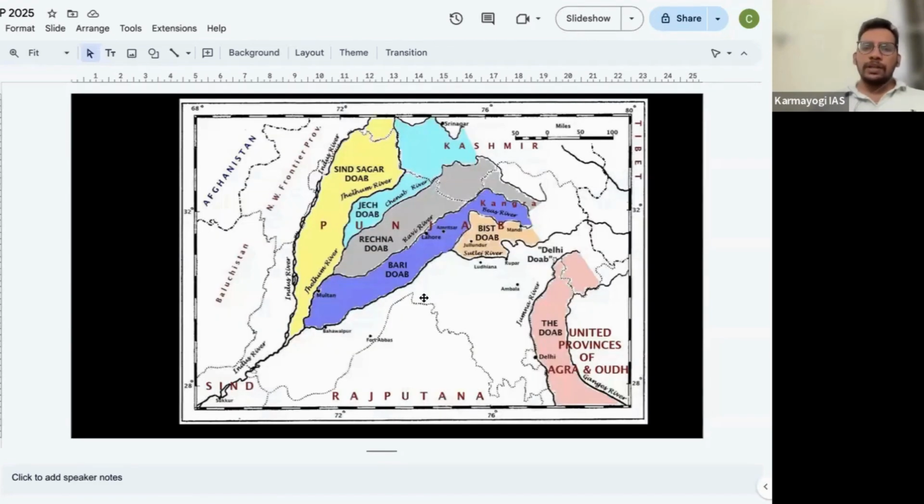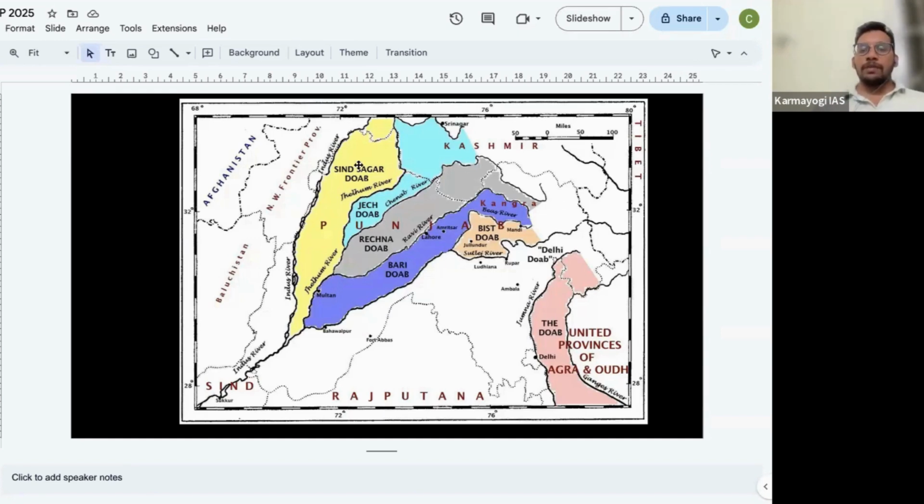Before seeing the Doabs, let's understand the Indus river system pattern, right? The Indus as well as the Sutlej originate from Manasarovar in the Tibet region, right? Out of the six rivers which we have, Indus, Sutlej, Chenab, Jhelum, Ravi, Beas, these two, that is Indus and Sutlej, are the ones which originate from Tibet, right? The rest, Beas, Ravi, Chenab, Jhelum, originate from the Indian territory itself, that is the Jammu and Kashmir state, right?